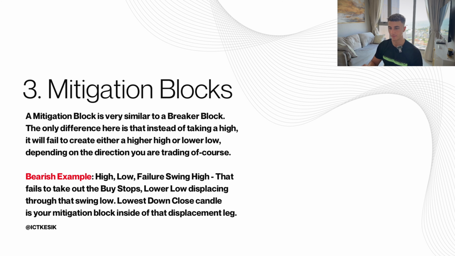So that failure swing high fails to take out the buy stops on the recent swing high, and then you get that lower low displacing through that swing low, and then your lowest down-close candle is your mitigation block inside of that displacement leg. Hopefully that makes sense. They're very, very similar. The only difference here is that a mitigation block just fails to take that swing high or fails to take that swing low, depending on the direction you're trading.